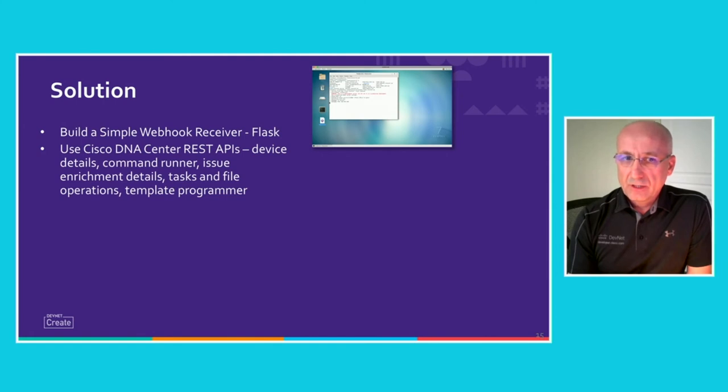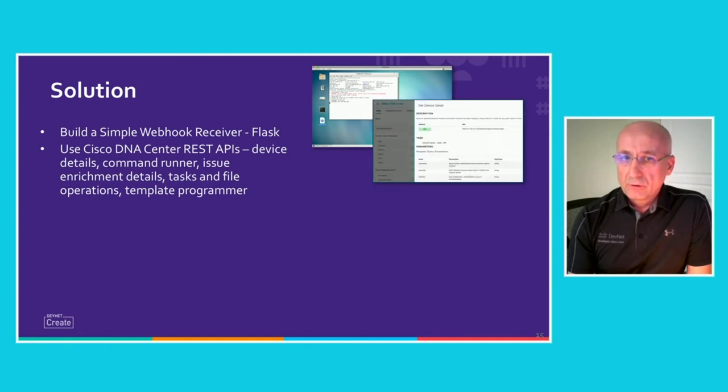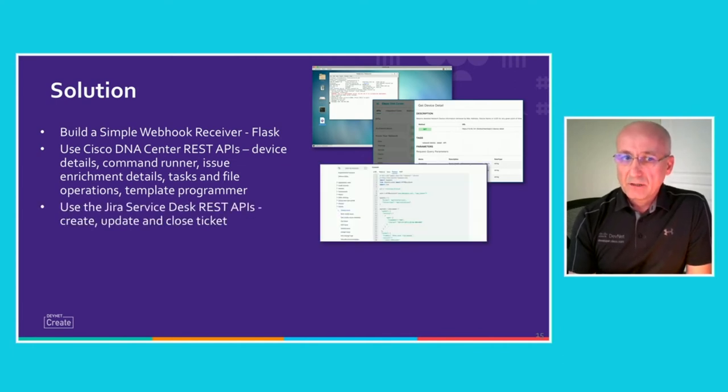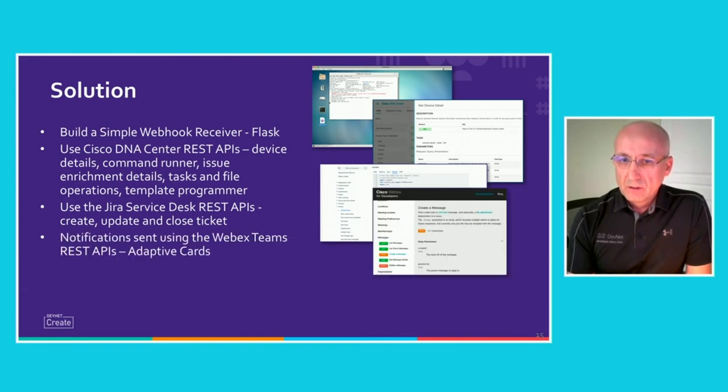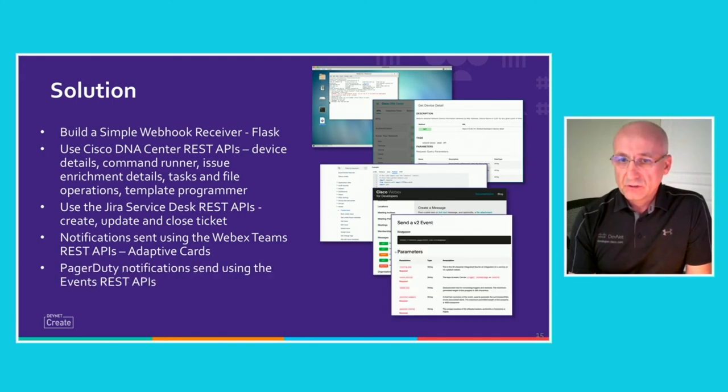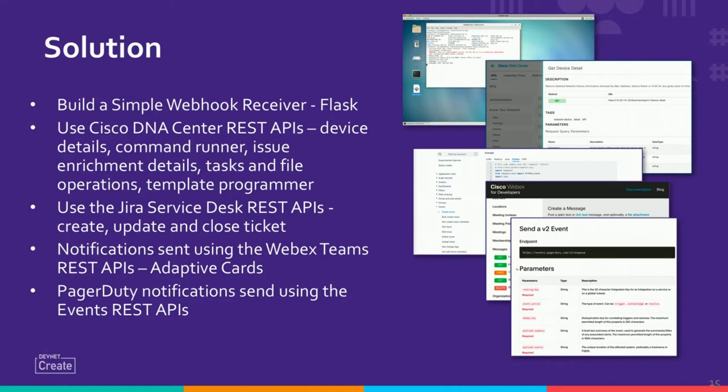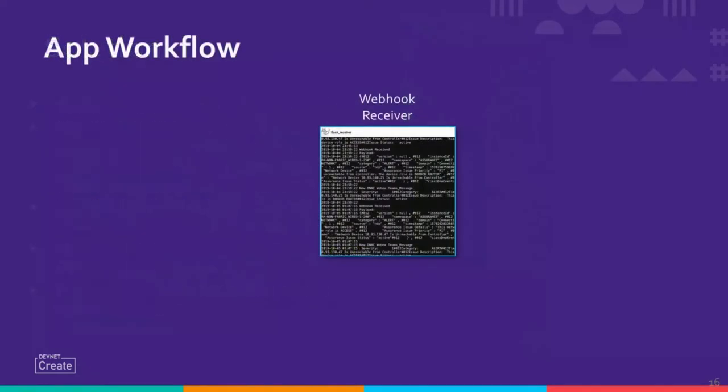I'll use the Cisco DNA Center APIs: device details, command runner, template programmer. All of these APIs will be called from the webhook receiver. I will use the Jira Service Desk APIs to create, update, and close tickets. I will send notifications using REST APIs to WebEx Teams, and I will use the Events API from PagerDuty for notifications. The application workflow.